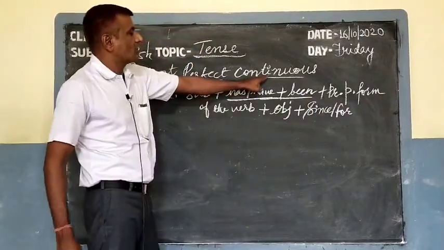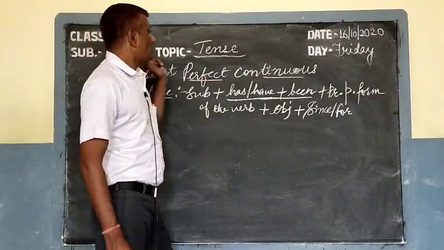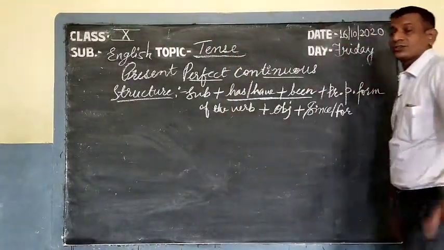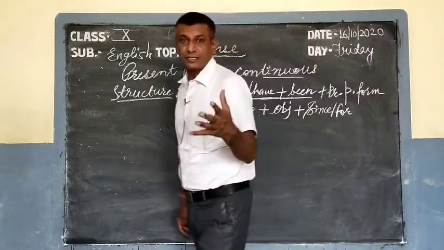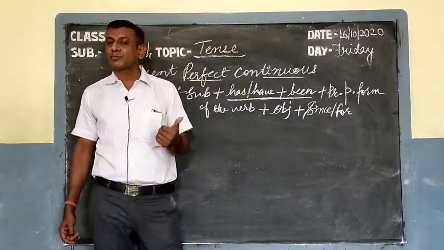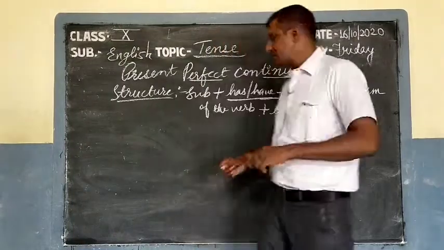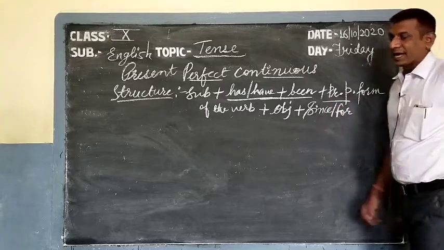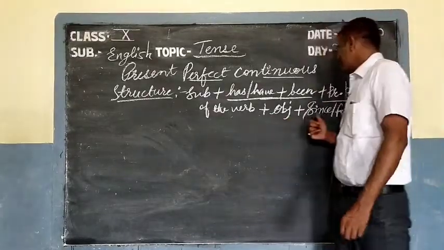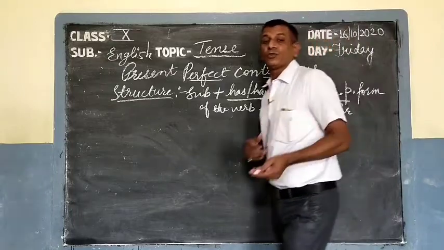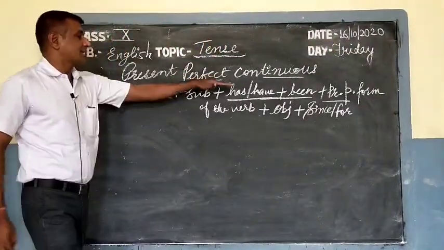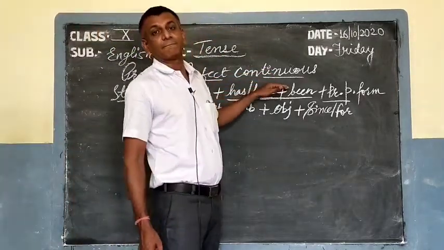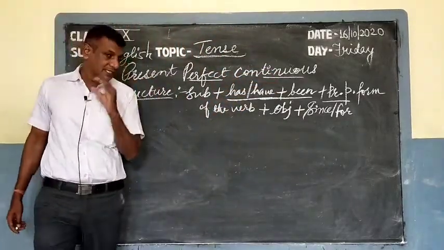And now this is continuous. With continuous, which form do we use? We use the progressive form. And what is the progressive form? We call it the present participle form of the verb. And then the object, and since and for we use for the time, because something has been completed and still something is running.